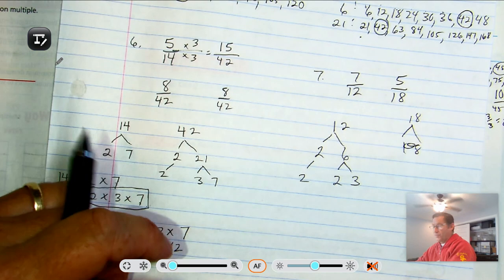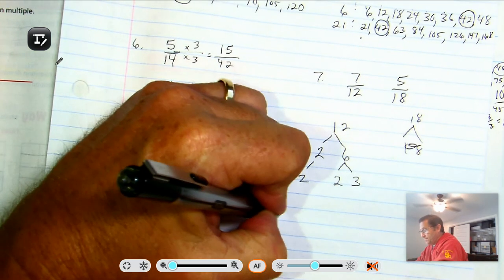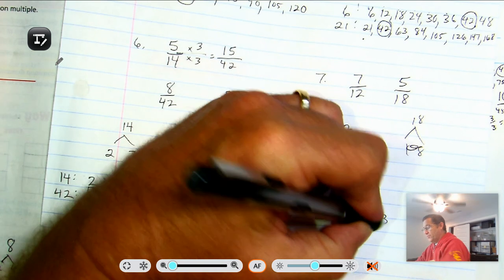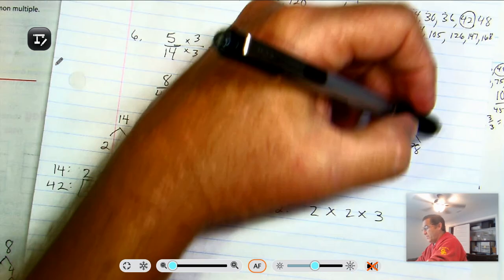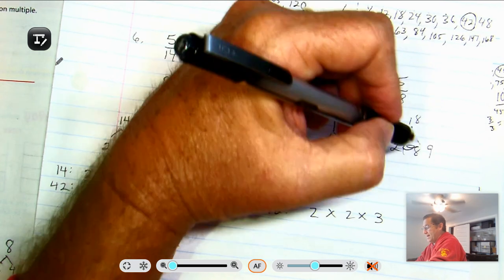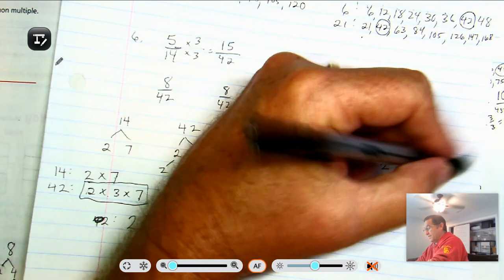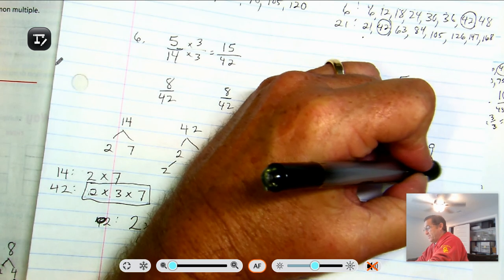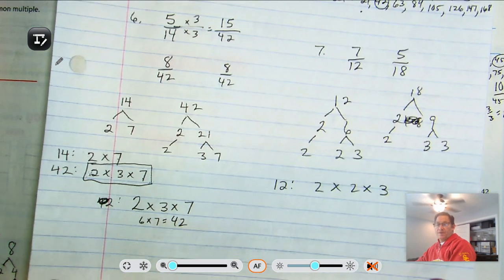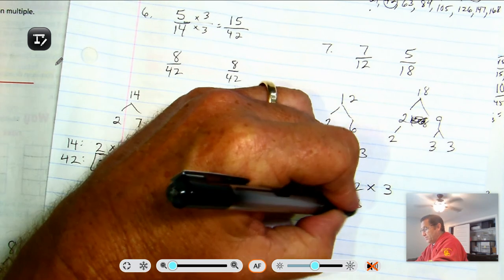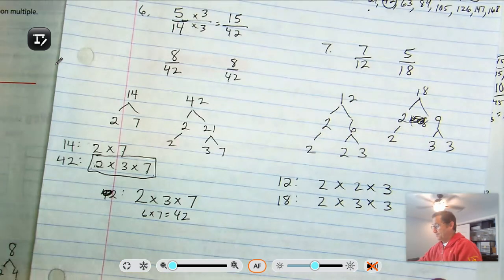6 is made up of 2 and 3. So 12 is made up of 2 times 2 times 3. All right, how about 18? Well, let's use 2 and 9 for 18. 2 is prime. 9 is not. 9 is made up of 3 times 3. So the prime factorization of 18 is 2 times 3 times 3.